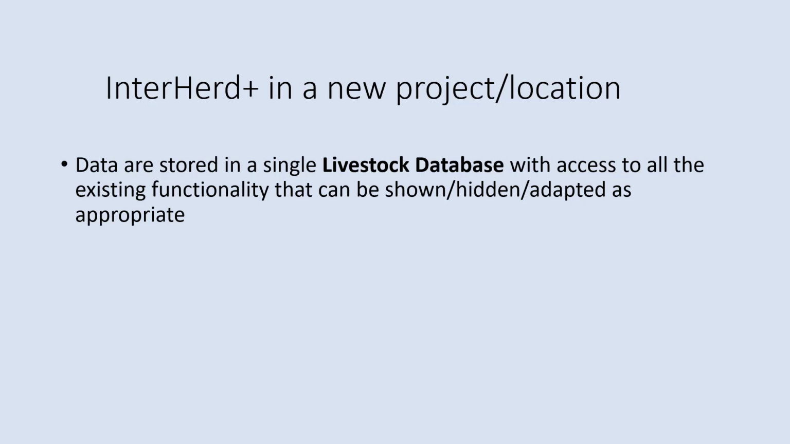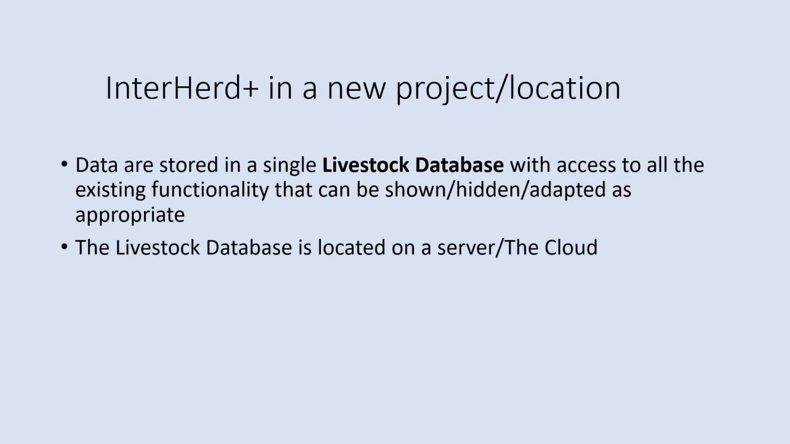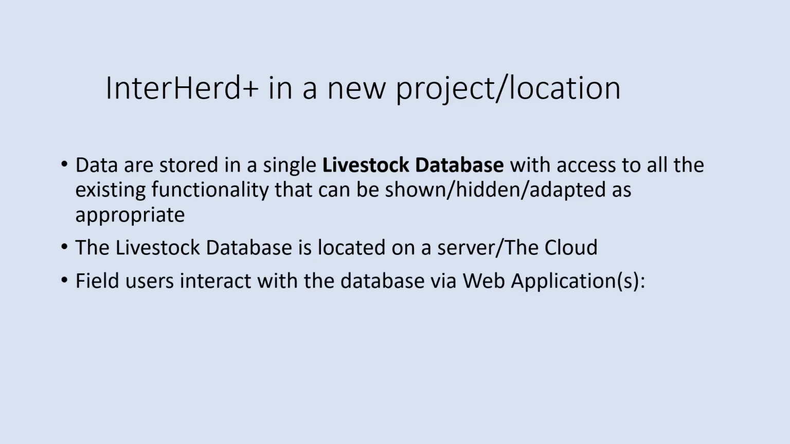So if we were setting up InterHerd Plus, the point I'm trying to make here is that the functionality that exists in all those different applications is available. There will be one core livestock database which will be based on a server or on the cloud, and that will potentially have all that functionality. Of course, we don't want all that functionality at any one time, and a lot of it will remain hidden and be brought out as required or adapted as required. So it's the flexibility that I think is really important.